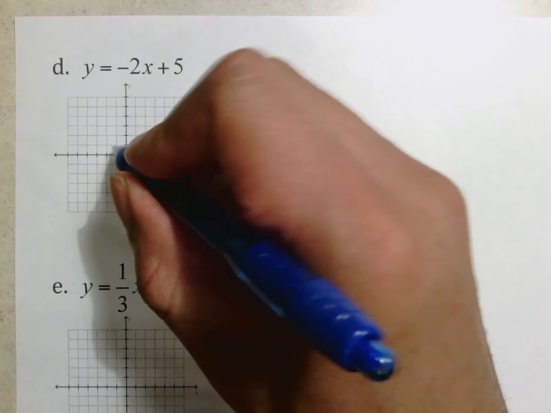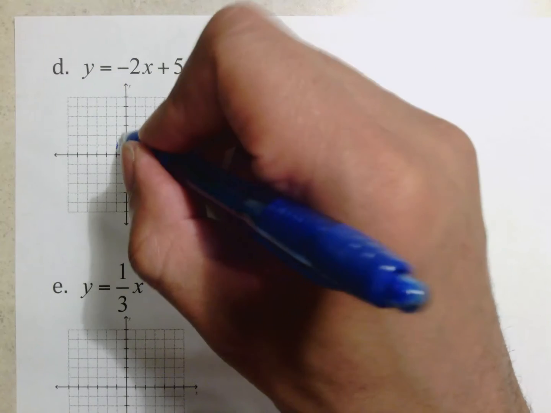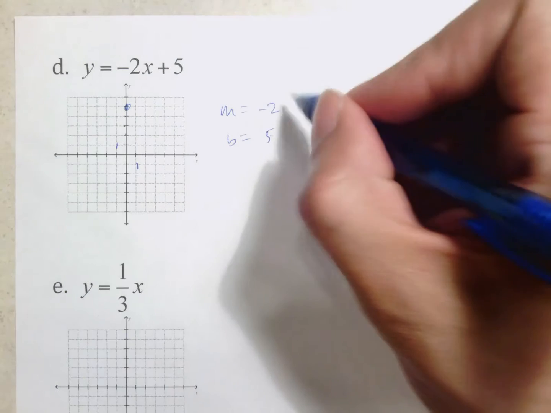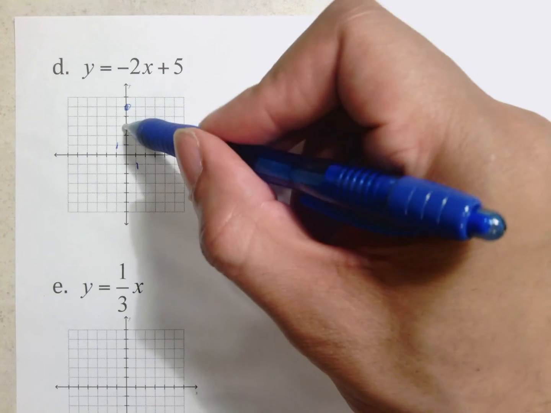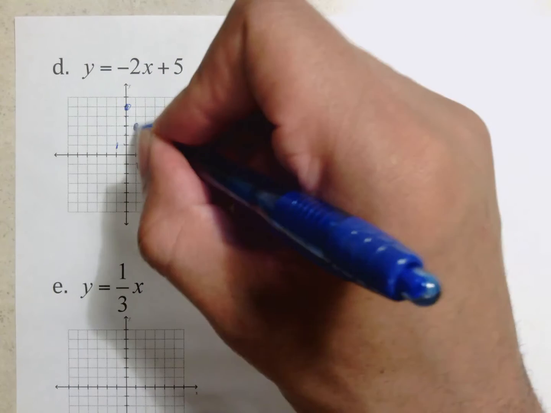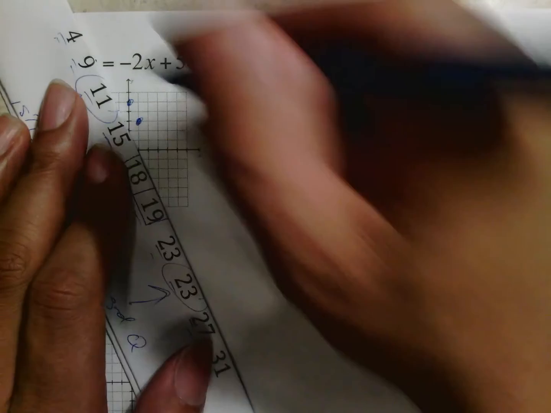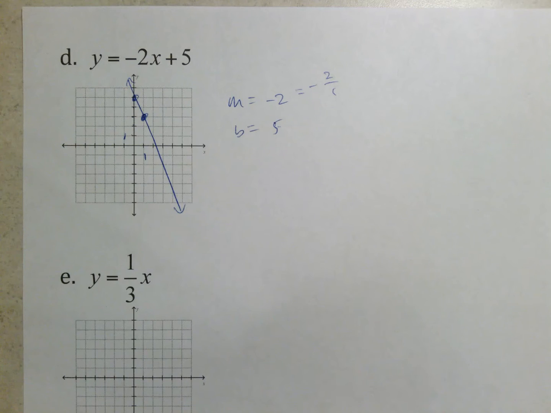Again, don't forget to number your axes as 1 by 1. If B is 5 and it's telling you to go 1, 2, 3, 4, 5 up, and then m is negative 2, which means again that's the same as negative 2 over 1, which what we learned is down 2 over 1. There's my second dot, and here is my line.